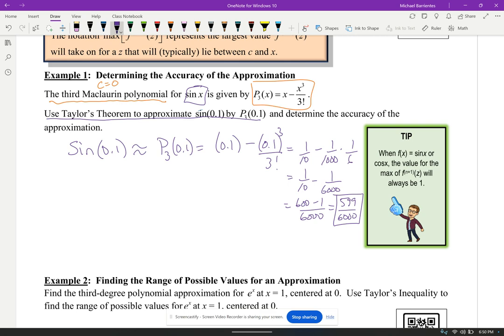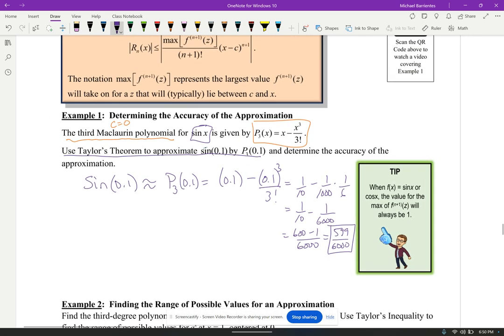Okay, but now let's look at the accuracy of the approximation. So how are we going to do that? Well, according to this, my error, my remainder, for the nth, that would be the third, at x value, my x value was 0.1, has to be less than or equal to the absolute value of the maximum of. Now remember, I'm supposed to take the n plus 1th derivative. So wherever I stopped, and I stopped at the third degree, I'm supposed to go one more.